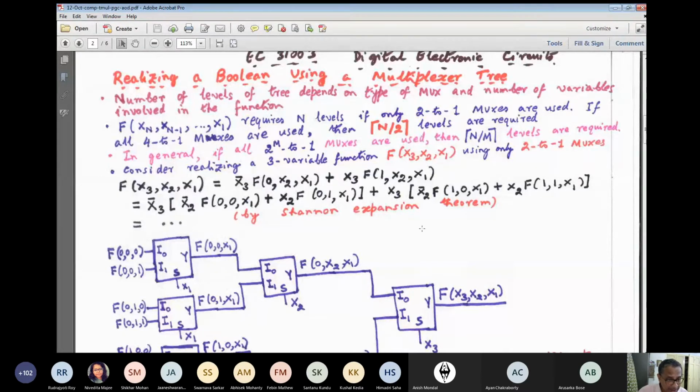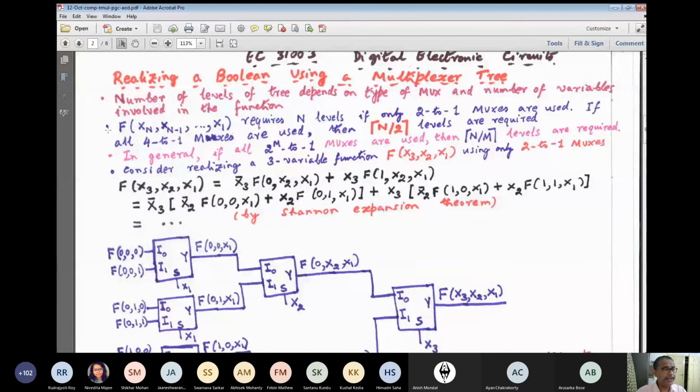Now, the number of levels of the tree. Here, how many levels? 1 level, 2 levels, 3 levels. The number of levels of the tree depends on the type of multiplexer, whether I am using 2 to 1, 4 to 1, 8 to 1, something like that, and the number of variables involved in the function. Two things are important: the nature, that is the complexity, of the multiplexer, and finally the total number of variables involved, whether it is an 8 variable function, a 10 variable, 12 variable, 4 variable or 5 variable function.